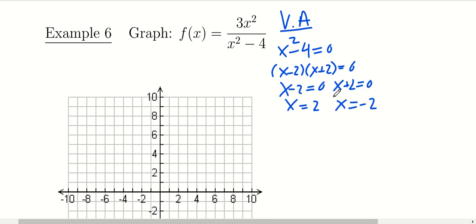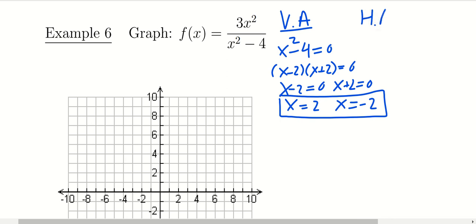Before we go ahead and claim either of these as vertical asymptotes, you would need to make sure that neither one of them also makes the numerator equal to 0. And that's clearly going to be the case on this one. You can either plug 2 or negative 2 into the top, and it's not going to make the numerator equal to 0. So we do get two vertical asymptotes, negative 2 and positive 2.